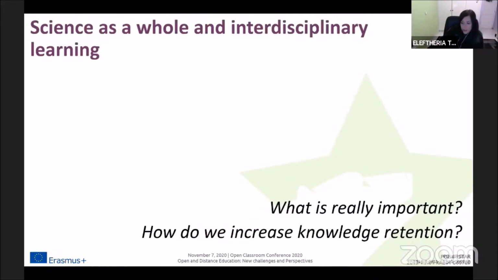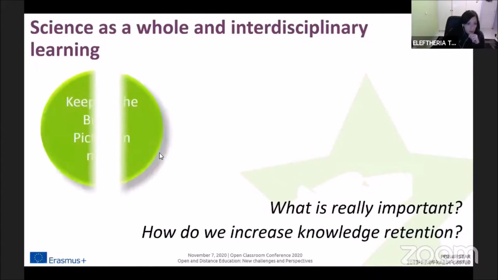So these two questions that we have been talking about, we have three tools in our methodology to help you address them in your school and with your students. The first tool or method is by making sure that you always keep the bigger picture in mind.